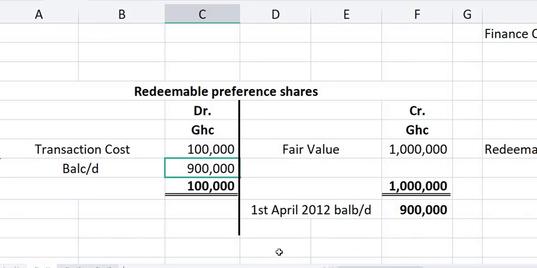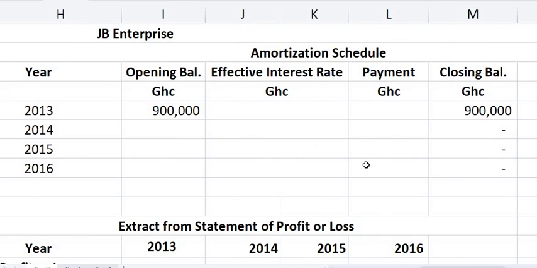So we'll quickly move straight to working the amortization schedule. Alright, so let's move to that. With our amortization schedule, realize that in the account, our balancing figure was 900,000, just where we left. So that is what will be our opening balance as at 2012. But remember, the reason here is 2013 is that we are preparing the account as at the end of the year, right? But the opening balance still remains the same, right?